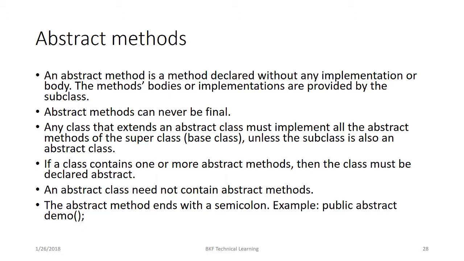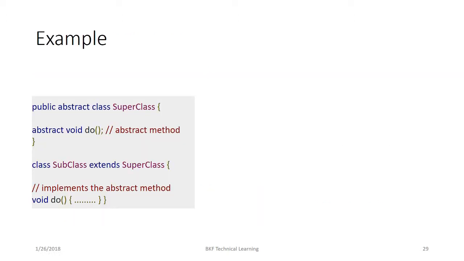An abstract class need not contain abstract methods. The abstract method ends with a semicolon. So this is an example, public abstract demo. No body, only declaration. This is an example, public abstract class superclass. There's an abstract void method do. This is a subclass which extends superclass, and it's implementing the do method. But if you do not want to implement this method over here, you can declare your subclass also abstract, and then you can create another subclass which extends this particular class and provides implementation for the do method.